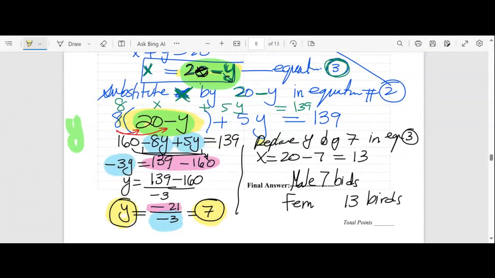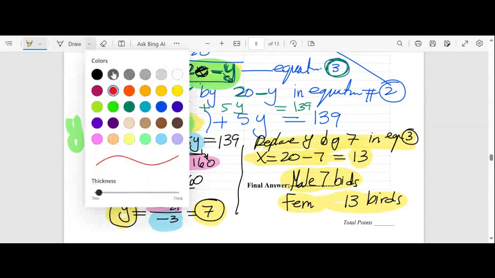How can I get the female? So we're going to replace Y with 7 in equation number 3. What is equation number 3? X equals 20 minus Y. So how much is Y? 7. 20 minus 7 equals 13. So I got 7 male birds and how many female? 13. Exactly. Easy.